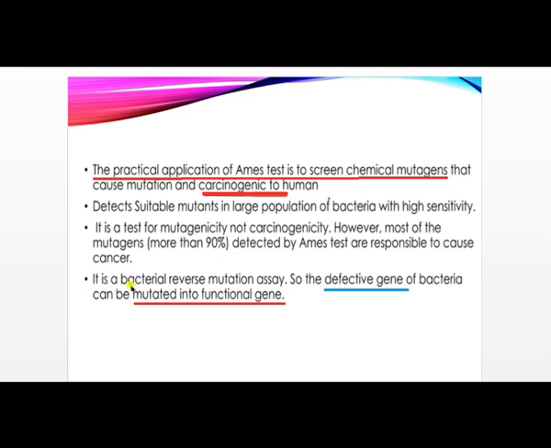Understood? Next, it is a bacterial reverse mutation assay, as I told. So the defective genes of bacteria can be mutated into the functional gene. Whichever mutated bacteria is there, its functioning is defective, and it will get converted into a functional gene. Understood? This is the importance of your bacterial reverse mutation assay. Understood?